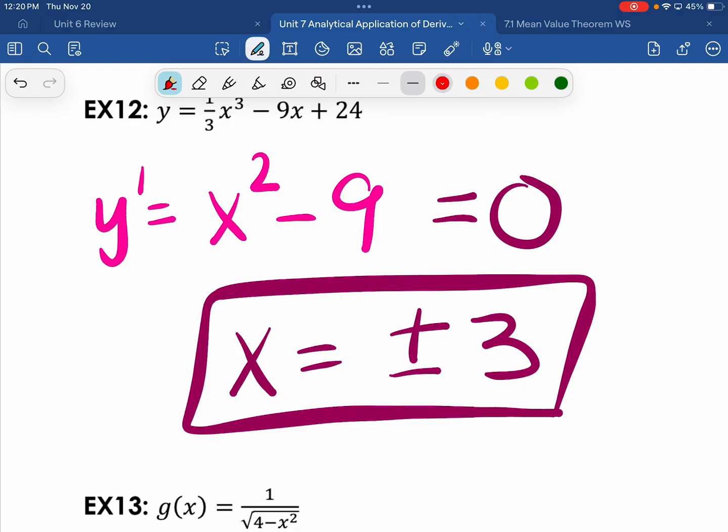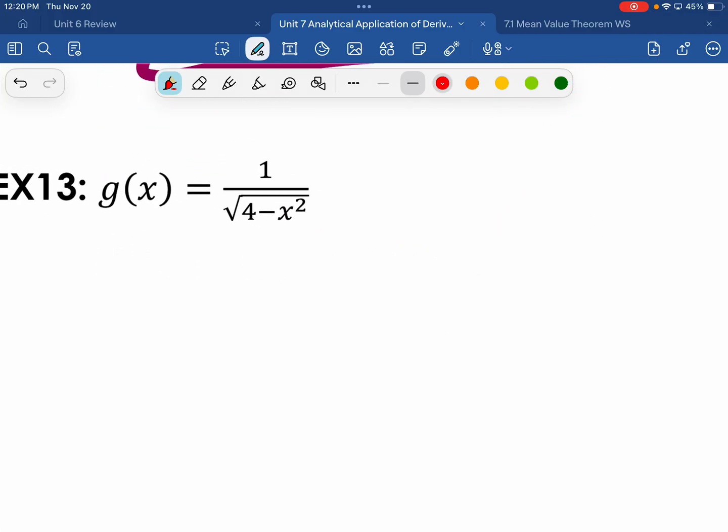Take the derivative equal to 0. Is there anything on the bottom of the derivative? Nope. So there's nowhere where the derivative is undefined. So we just have those two numbers. Okay, let's look at 13.